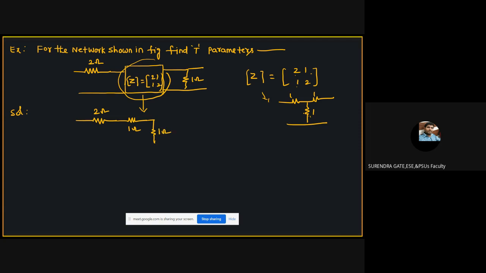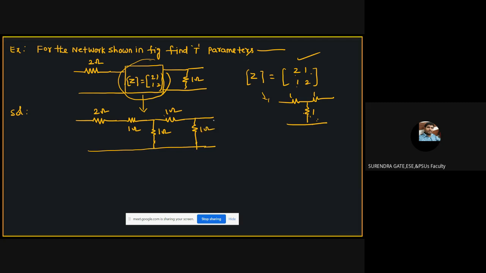Sir, 2, 1, 1, 2 is given. Sir, why have you taken 1, 1? If you simplify this, then only you can get this. For a T network, directly you can write the Z parameters. Okay. Sir, why are you writing the equivalent? Because I want to know the T parameters, and the best method is cascading. This is 1 ohm. This equivalent of the Z parameters I am writing as a network. And this is the 1 ohm.